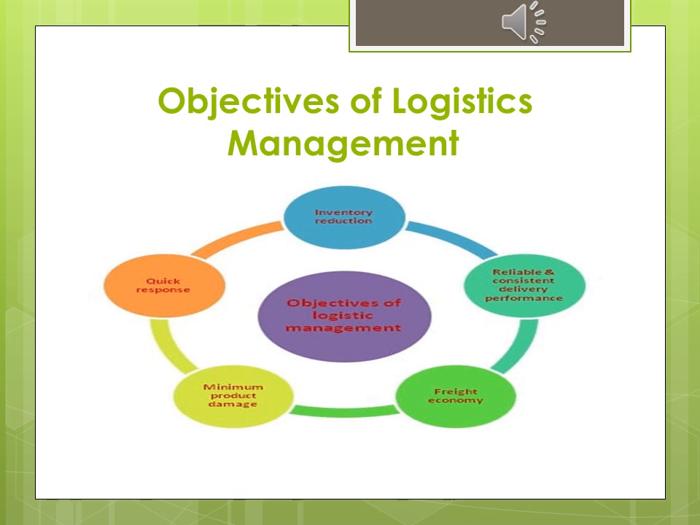As we know, there are two major objectives of supply chain management. One is the economy or efficiency, and number two is the response time. So logistics management helps us to achieve these two objectives of supply chain management. For this reason, it is a very important function of supply chain management.